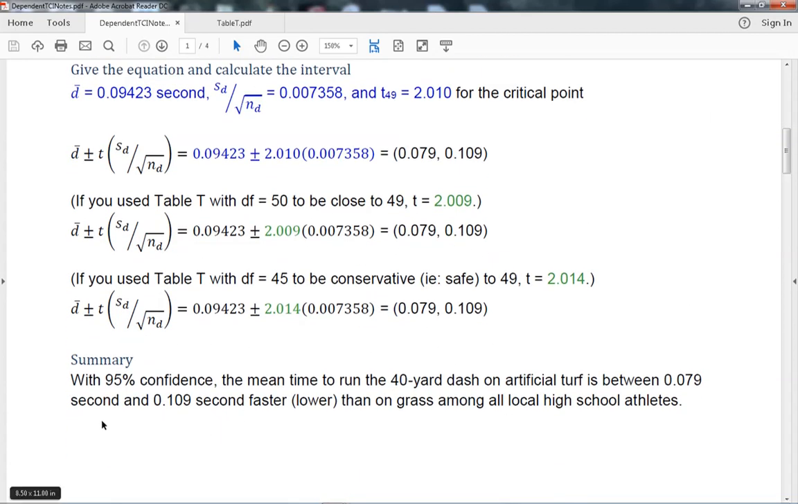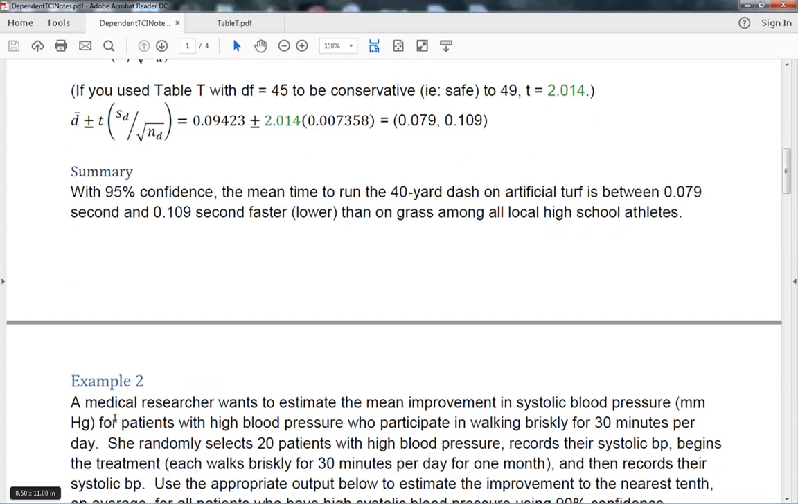So in summary, I could say with 95% confidence, the mean time to run the 40-yard dash on artificial turf is between 0.079 second and 0.109 second faster, or lower time, than on grass among the population of all local high school athletes.